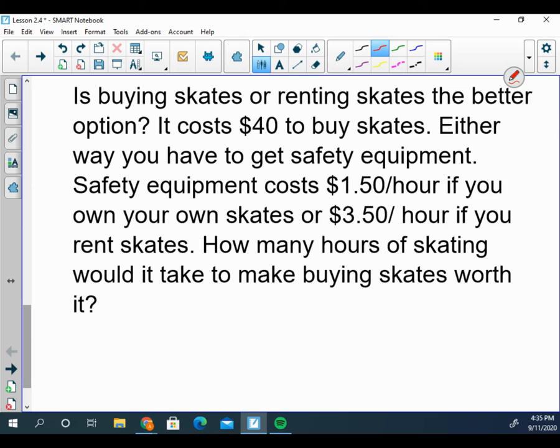What does this look like in words? I know you all love word problems. We're talking about skating here. Is buying skates or renting skates the better option? It costs $40 to buy skates. Either way, you have to get safety equipment. Safety equipment costs $1.50 an hour if you own your own skates and $3.50 if you rent skates. How many hours of skating would it take to make buying skates worth it?